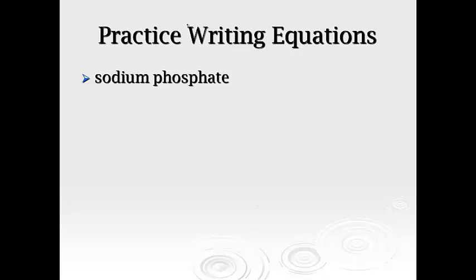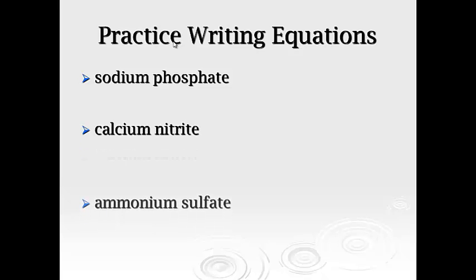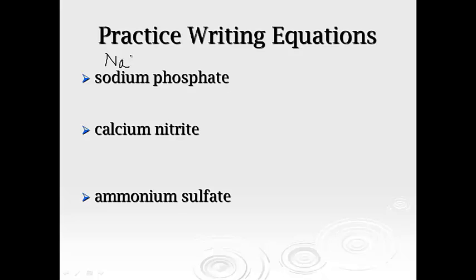Okay, now we do have to write what are called ionic equations. Essentially, this is just taking the ionic compound and splitting it into its ions. So for example, sodium phosphate. The first thing we have to do is write the formula for sodium phosphate. Sodium is a group 1 element, a 1 plus charge. Phosphate is PO4 with a 3 minus charge. So if I crisscross it, I end up with Na3PO4.